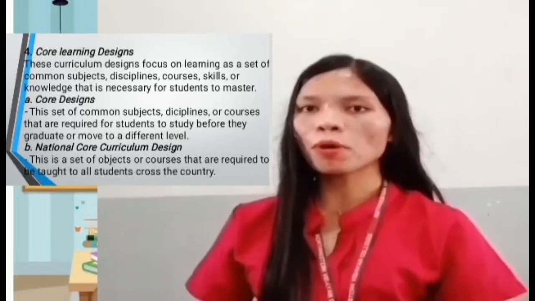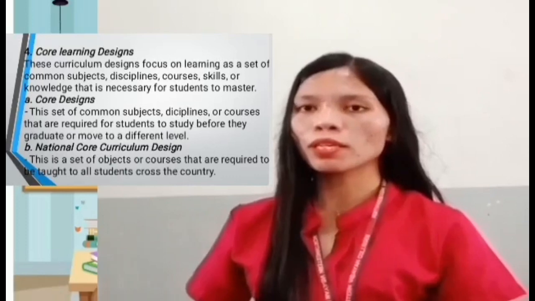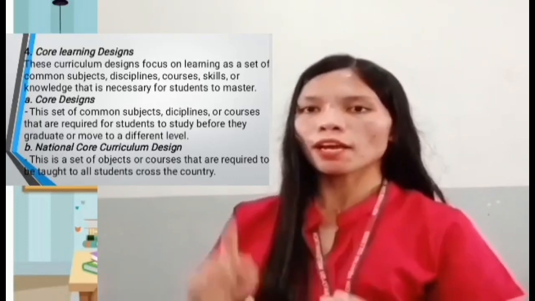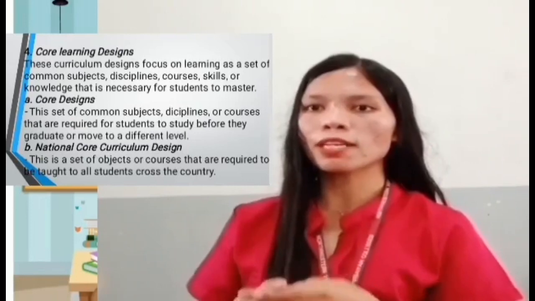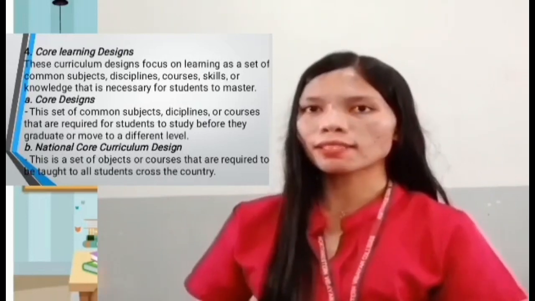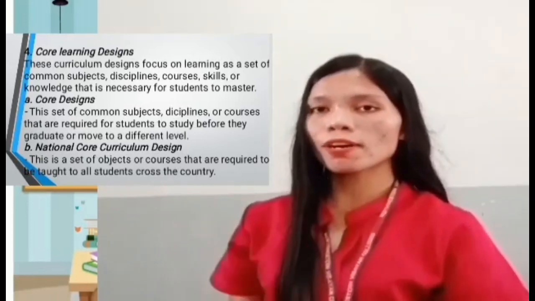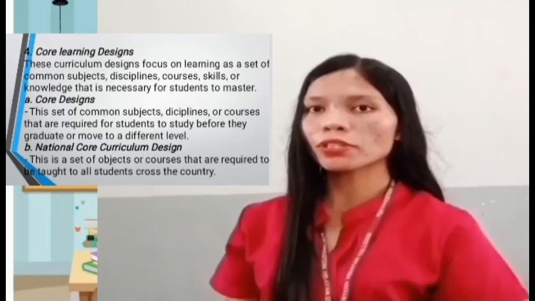For example, the subjects physics, chemistry, biology, and zoology may be thought of as general science. Okay, we have components under core learning design. The first one is the core design.